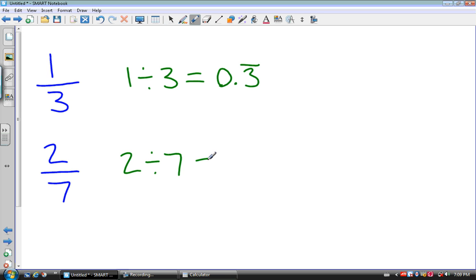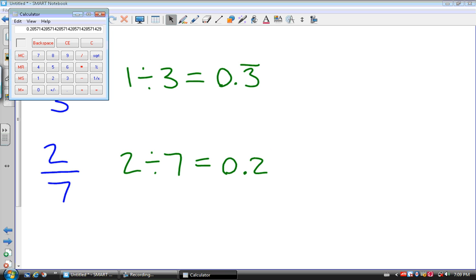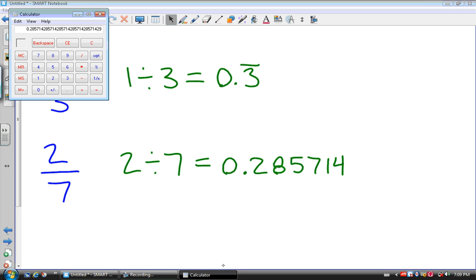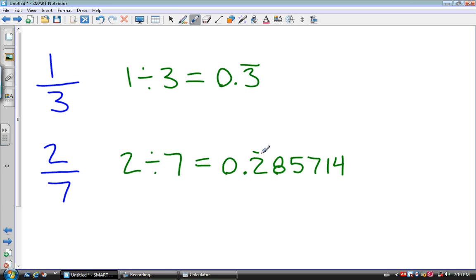I have 0.2, 85714, 85714. That looks like the part that repeats, so let's just confirm it. 285714. It's always a good idea to really double check your answers on your calculator. 285714, that's right. Okay, and this is the part that repeats, so I need to put this bar over top of the whole part that repeats. And that is how you convert fractions into decimal numbers.